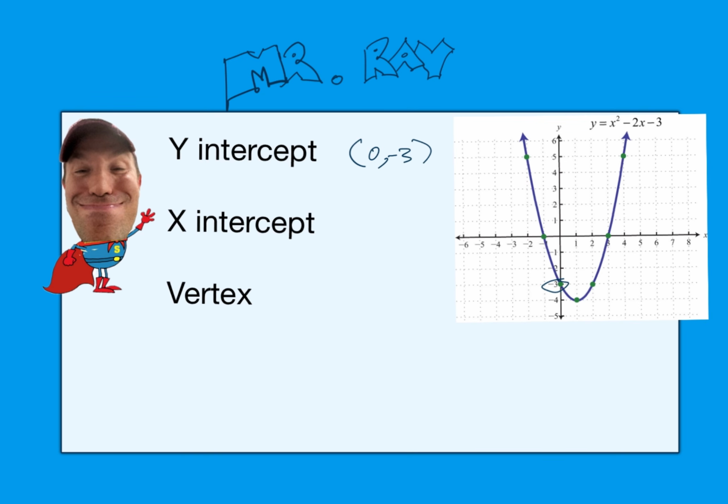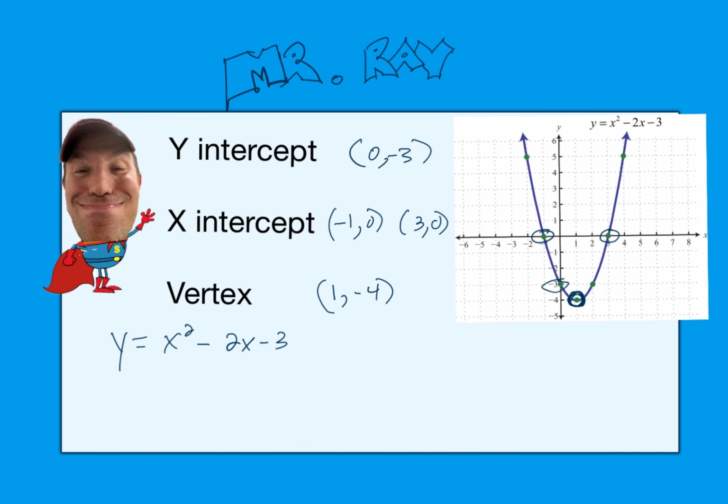And we can see the x-intercepts next. We have two x-intercepts. That's going to be (-1, 0), and we're going to have another at (3, 0). Okay? Great. Now, where's the vertex? The vertex is going to be the very top or the very bottom, the lowest point. And we have one right there at the bottom. Where's that? That's (1, -4).